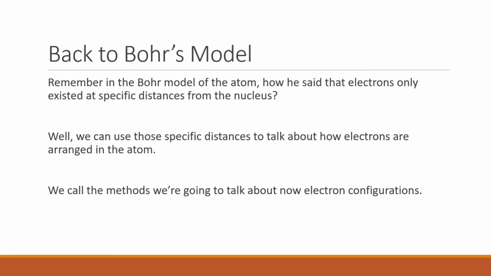Today we are going to talk about electrons and where they go in the atom. When we talked about Bohr's model in the past, we talked about how the protons and neutrons hang out in the nucleus, and out here in these electron shells is where the electrons are.